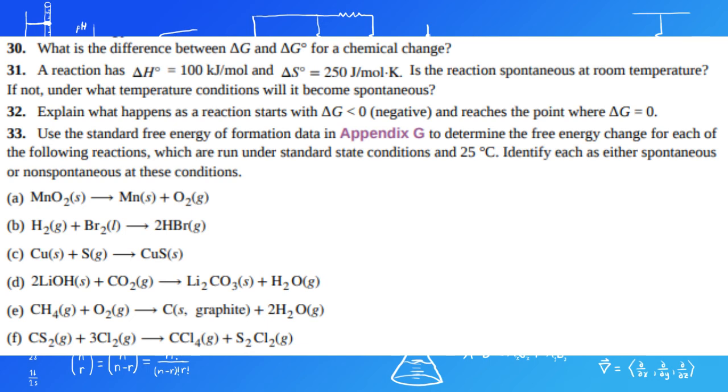Maybe they just listed that value wrong and I happened to pick an item that had a typo in it. I don't know. But yeah, using data tables to calculate delta G, not too hard. Delta G products minus delta G reactants.